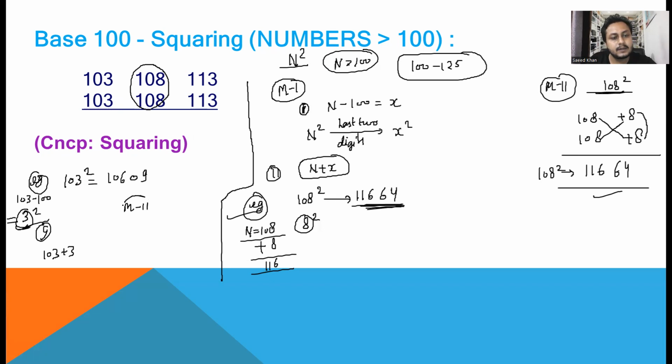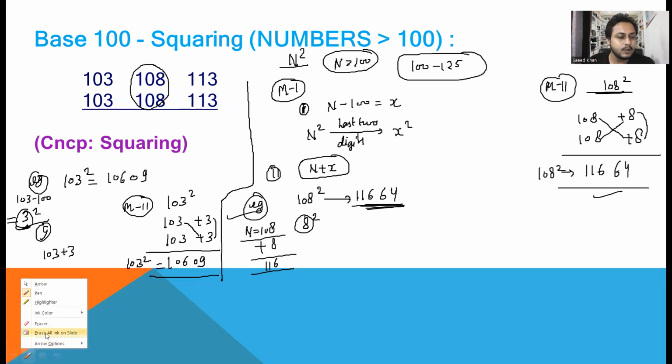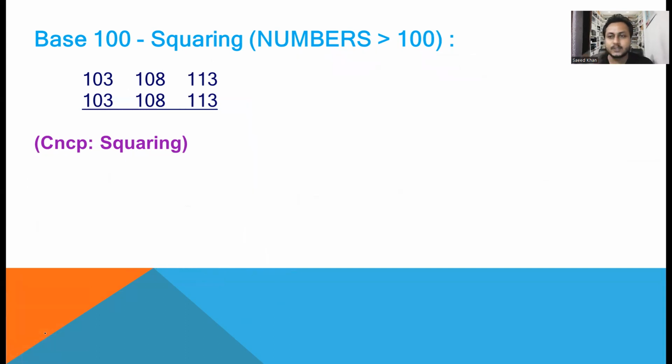Method 2. For this example, here you have to find 103 square. Right, 103 is 103, 103. So this is 3 more than 100, which means plus 3. Three more than 100 means plus 3. So guys, the last two digits of 103 square should be the same as 3 into 3. 3 into 3 is 9, but you have to write the last two digits, which means 09. To get the remaining digits, 103 plus 3 is what? 106. So 103 square is what? 10609.